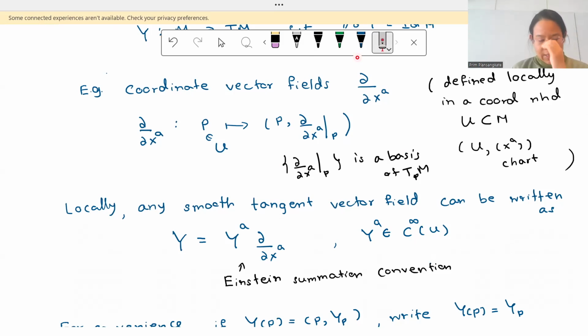In this form I'm using the Einstein summation convention, so I'm summing over the repeated index. And Y^a is a smooth function. Just because if you evaluate this at each point, then this will be a tangent vector, and you just write it in this basis here.